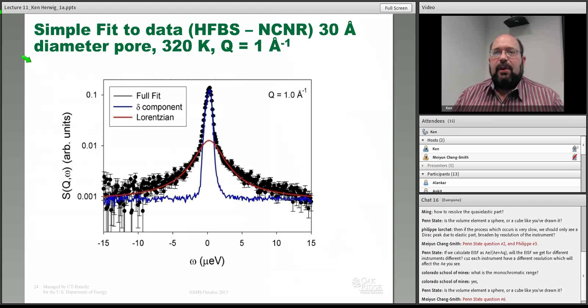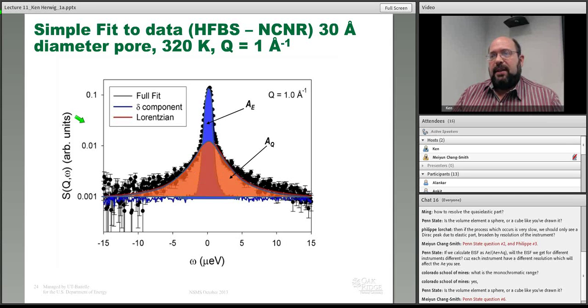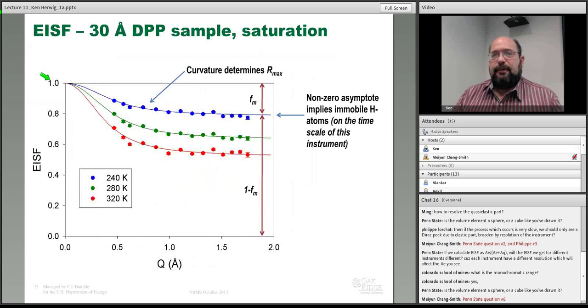So let's now take a look through some of the very simple types of fits that one can do. In this case, we're going to just fit the quasi-elastic spectra, which looks like this. This is the resolution function of the instrument. We're going to fit it to a delta function convoluted with the resolution function, and a single Lorentzian, also convoluted with the resolution function. So we get the elastic intensity, we get the intensity in the Lorentzian quasi-elastic broadened component, and we're going to take the ratio and get the EISF. This is now a little bit more of a model of the data, and let's see what we can learn when we have the EISF.